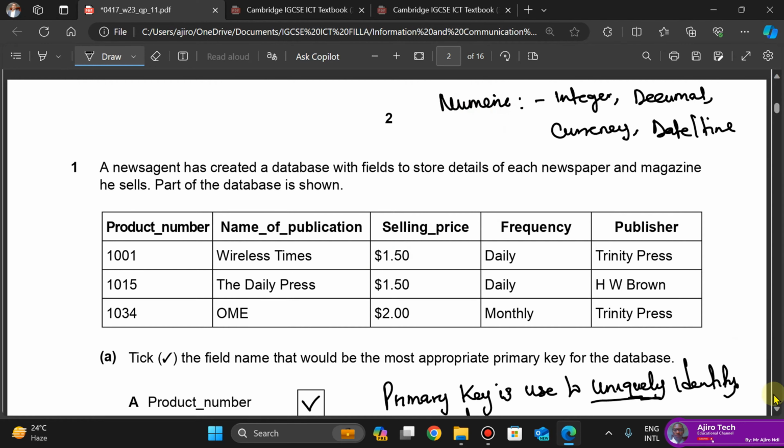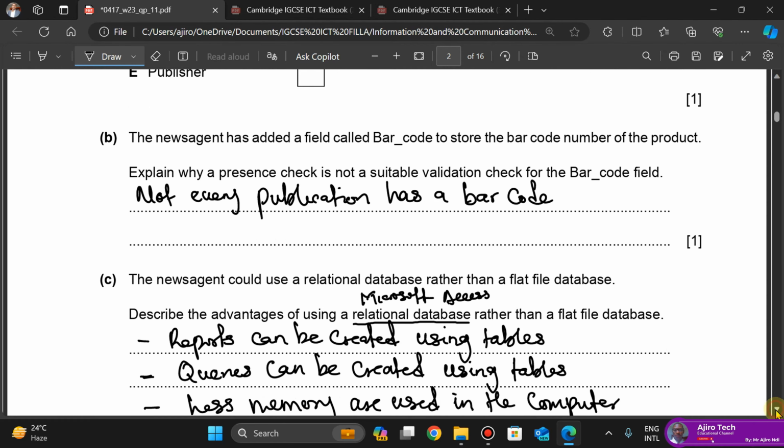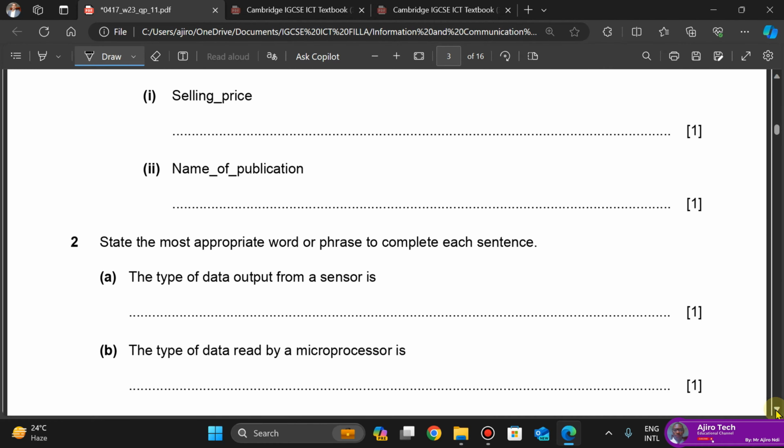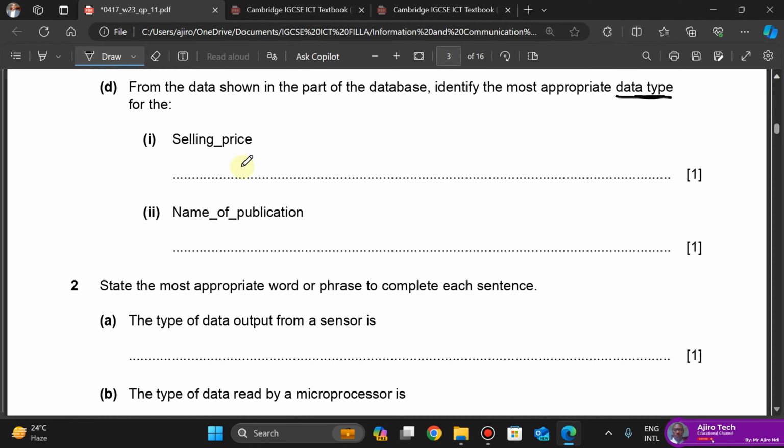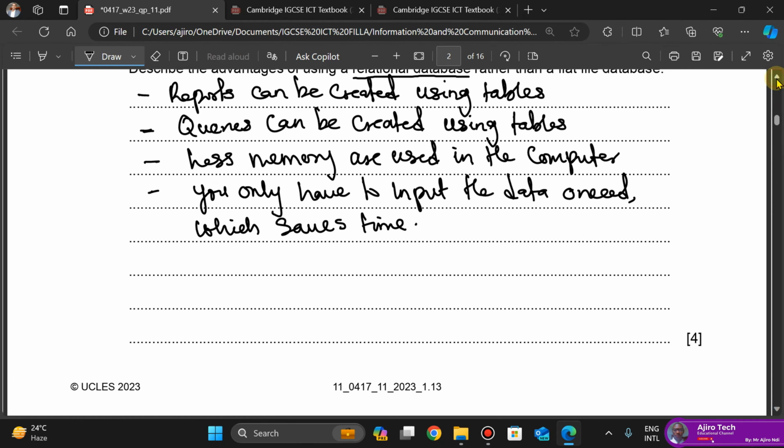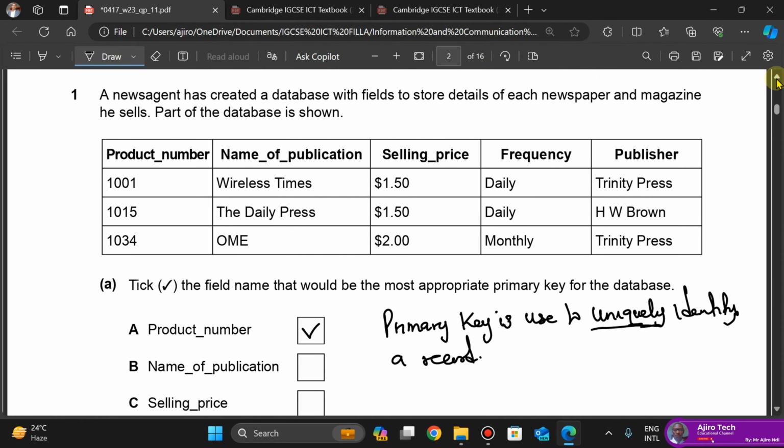So we are looking at selling price. Again, I promise you guys I'm going to explain every concept here, not just solve the past paper. For selling price, we have numeric what? Now, the first one you think of is decimal. But take note, there is a currency. Now let me show you what I'm talking about.